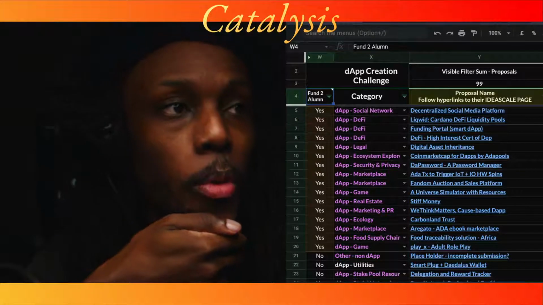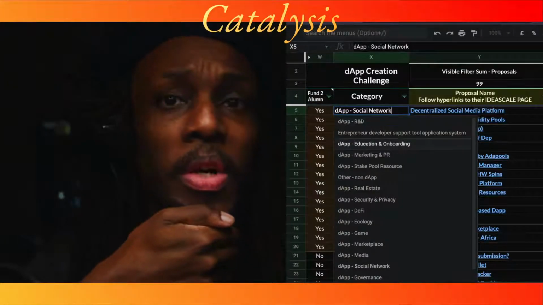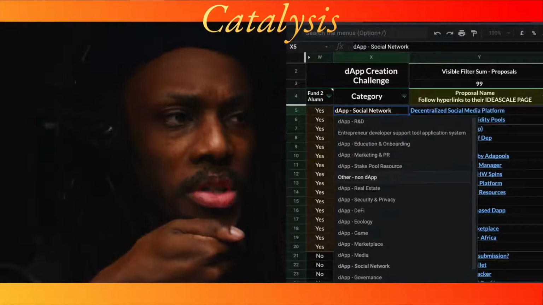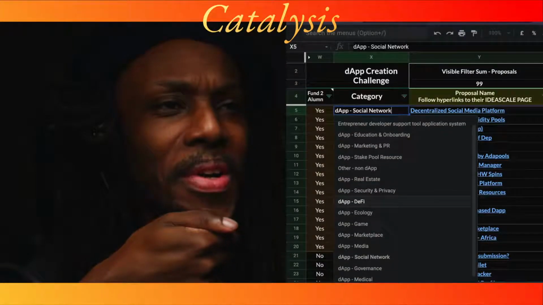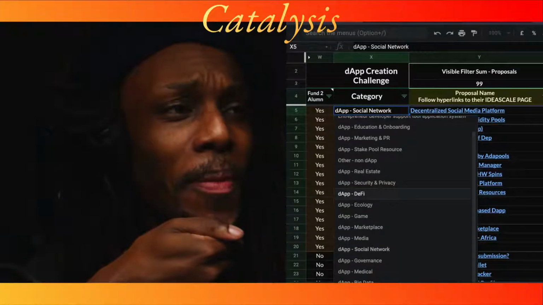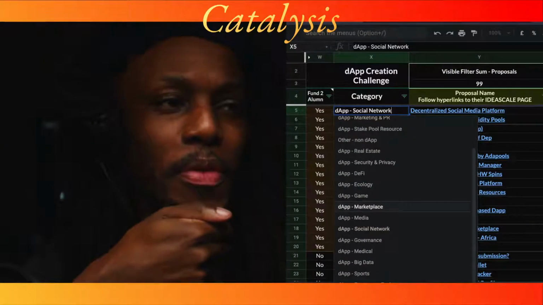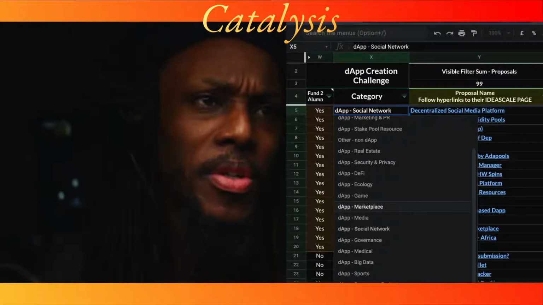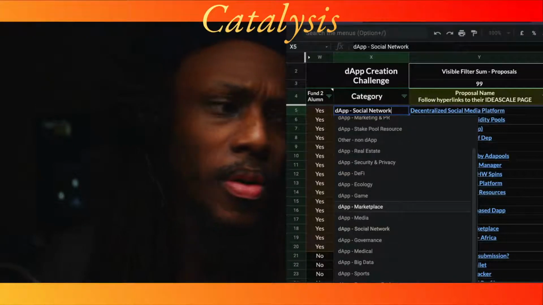He's even gone to the trouble of creating different categories, right? I'm not going to read out all of them, but it's quite interesting how he's broken it down: education, marketing, stake pool, resource, retail, real estate, ecology, games, marketplace, governance, medical, big data. It's so broad, right? It's quite good to see the diversity of categories in these proposals.